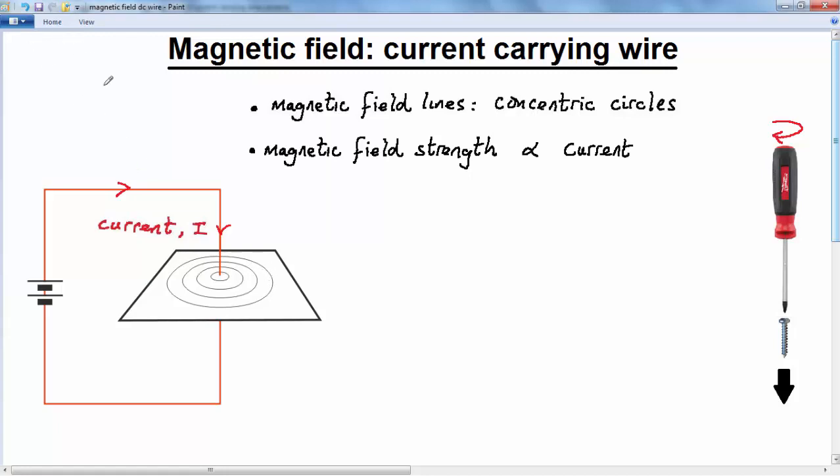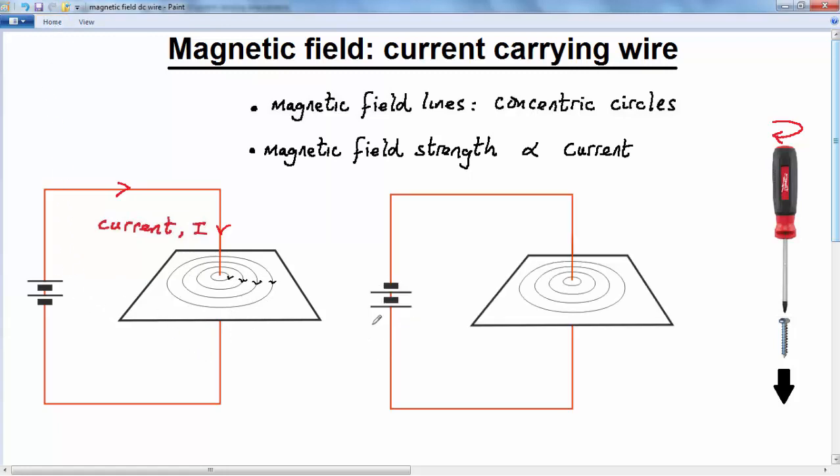So we can draw our arrows in like this. Screw going downwards, turn screwdriver clockwise, magnetic field in a clockwise direction. What happens then when we reverse the direction of the current? There you go, we swap the terminals of the battery around, so the current's now going again, as always, positive to negative, and this time it's going upwards through the paper.